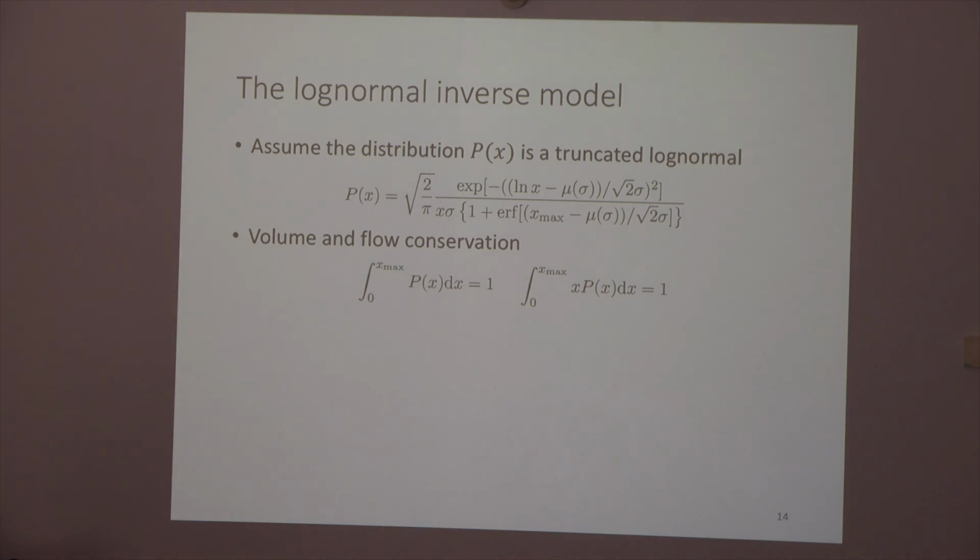So we have to impose volume and flow conservation. So the mean ventilation has to equal the mean ventilation we observe. And so that brings these two conditions onto this, which means it's basically fully defined from one parameter in this case, which is this sigma, which is the width of the distribution. So there's only one parameter describing this distribution in the end, because the mean is fixed by the volume and flow conservation.